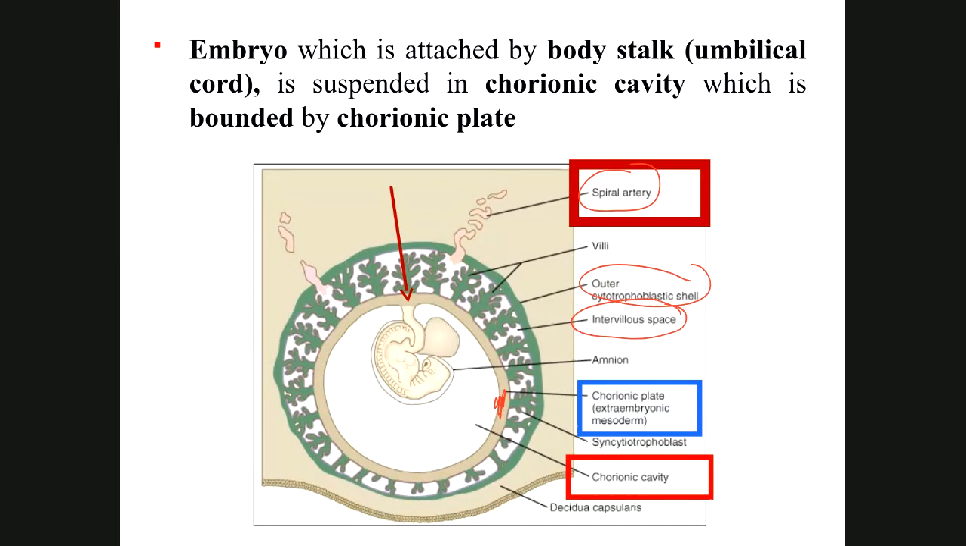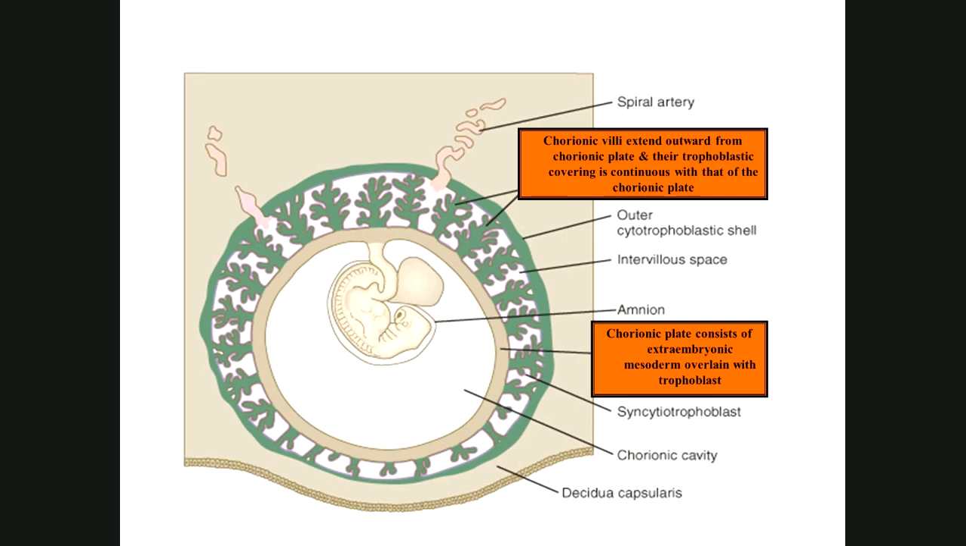And here is the chorionic cavity, and this part is the decidua capsularis, which does not take part in any function of forming the placenta. All over here is the decidua basalis, which forms the maternal part of the placenta. So you can see the same thing which we explained in reference to the earlier diagram. The chorionic villi extend outward from the chorionic plate, and the trophoblastic covering is continuous with the chorionic plate. And the chorionic plate consists of extraembryonic mesoderm lined with the trophoblast.